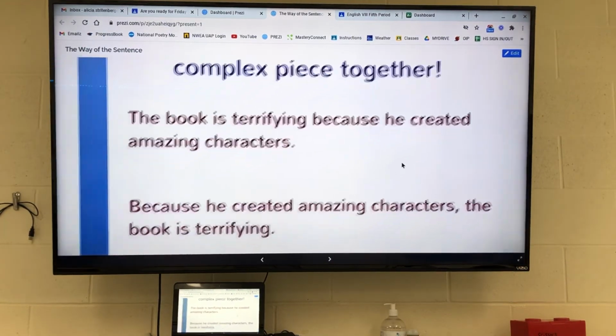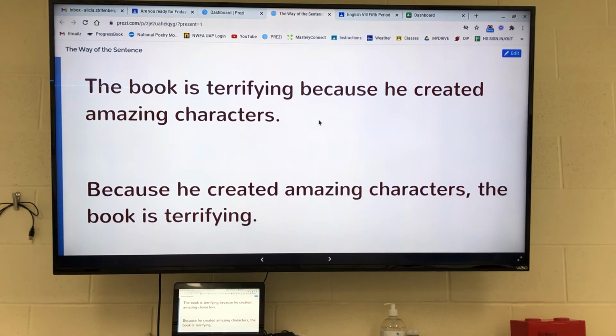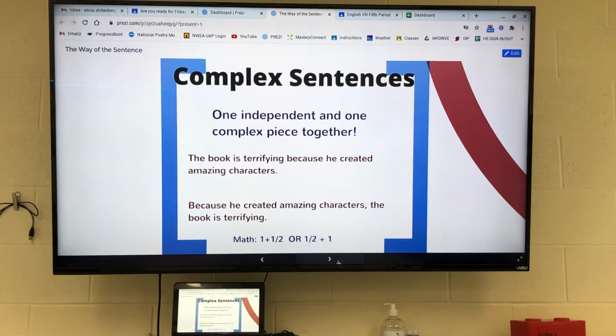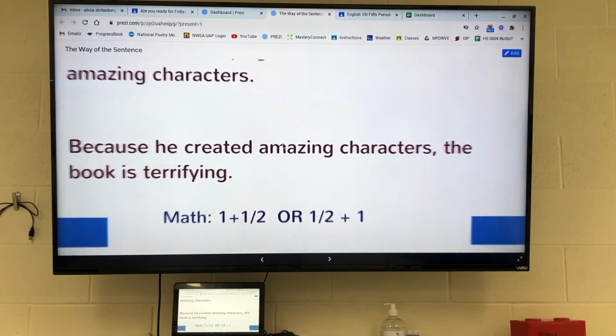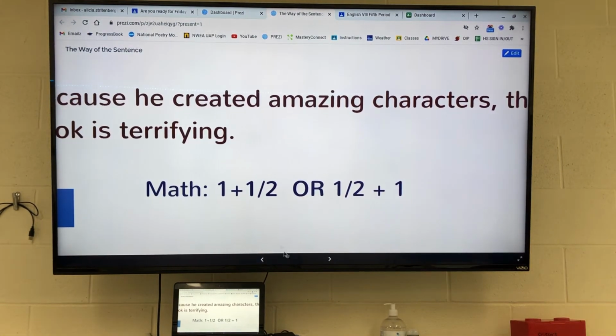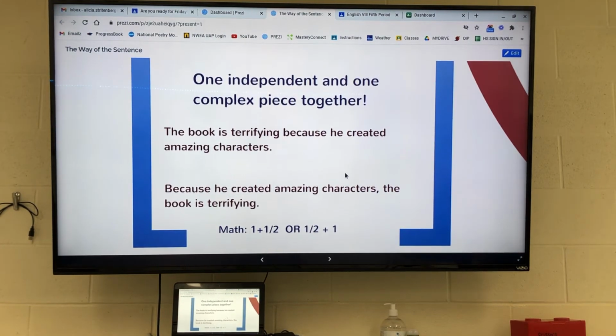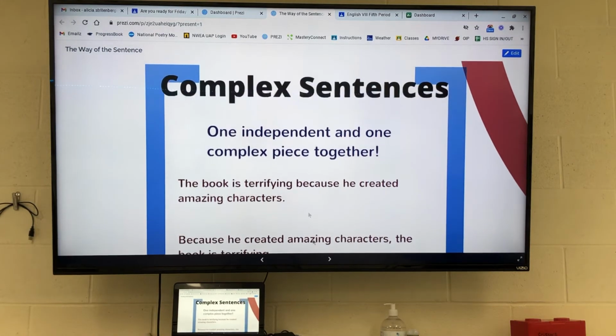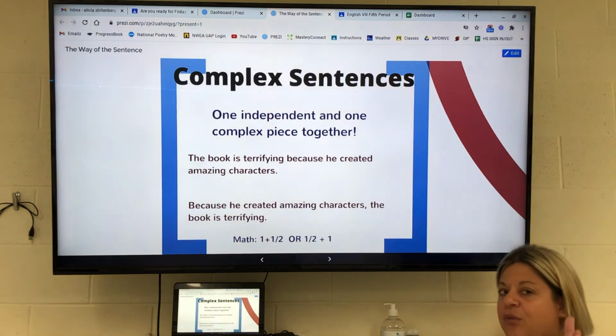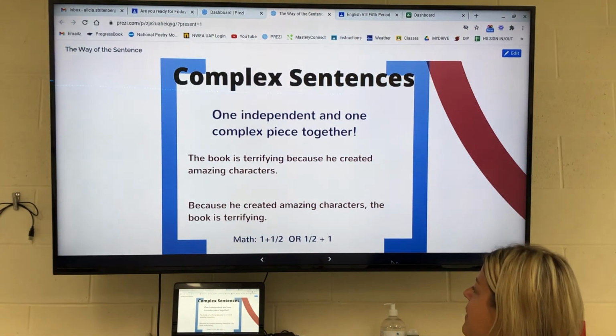Here's some examples of complex sentences. Cause and effect. Why is the book terrifying? What's the cause? Because Stephen King created amazing characters. This phrase can go at the beginning, it can go at the end. You guys will love to use the word because, you abuse it, overusing it, but it will always make complexity because it's a cause and effect word. So in math, I call this a 1/2 sentence. These phrases that aren't quite sentences, they kind of are, they are cause and effect phrases, they will rise to the level of complex.